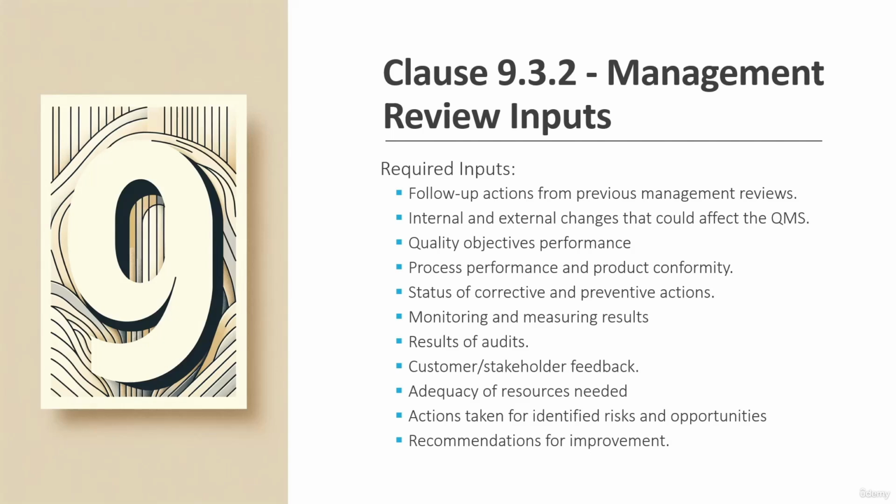Now, inputs here are the follow-up actions from the previous management review. Since this is done every year, the first thing you might want to review in this meeting is what we decided last year or in the previous meeting and what actions have been taken. And then other inputs include internal and external changes which could affect the quality management system: change in the market condition, change in the product design, whatever changes have happened internally or externally, maybe a management change. Those are discussed here. Then the quality objective performance.